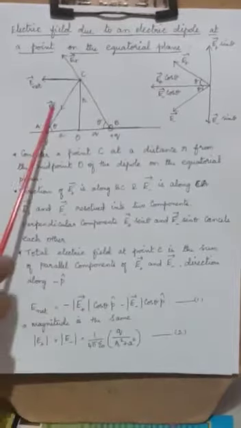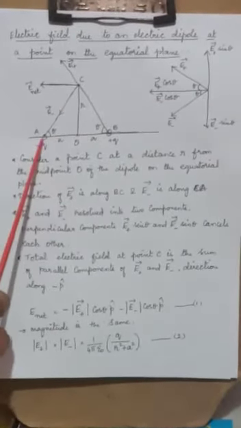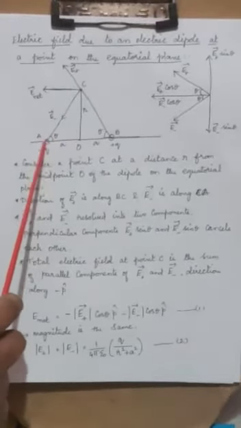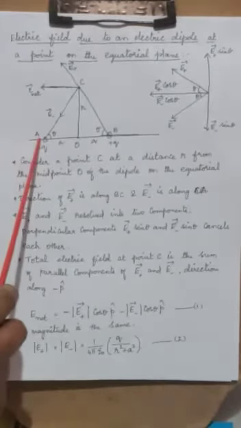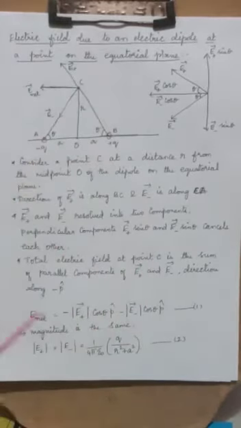So you will calculate it as 2E cos theta. Then from this right angle triangle you need to find out what cos theta is. How do you find cos theta? You find the cos theta value and then substitute it. This is the overview of it.